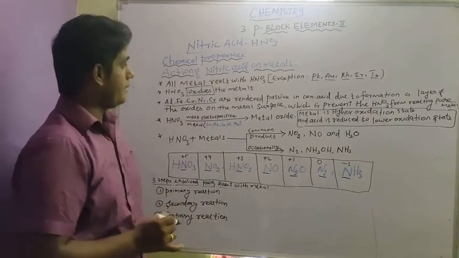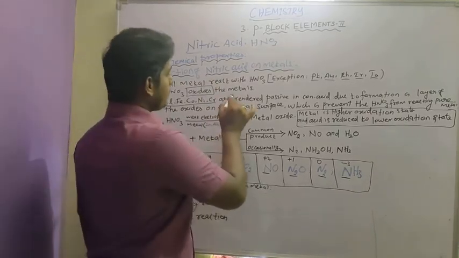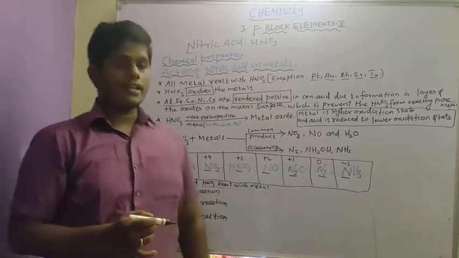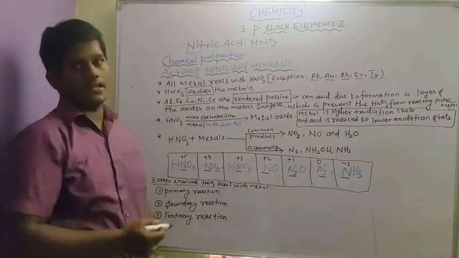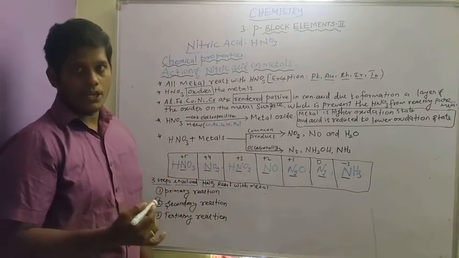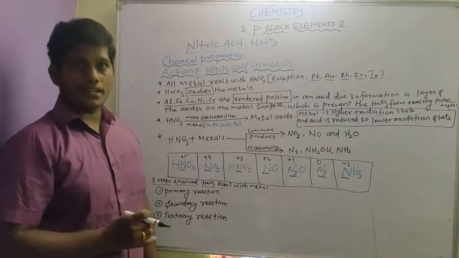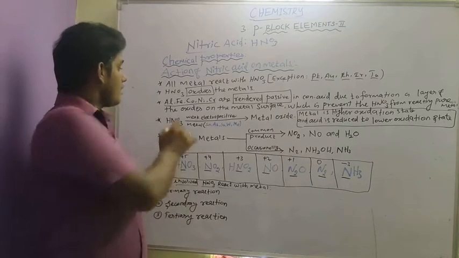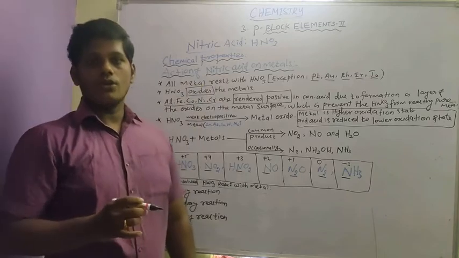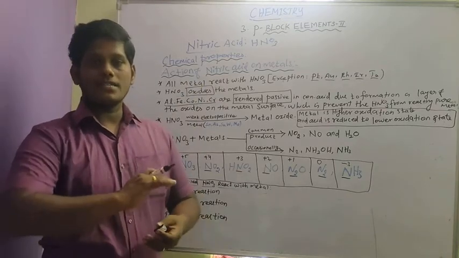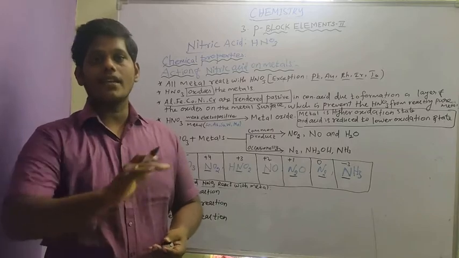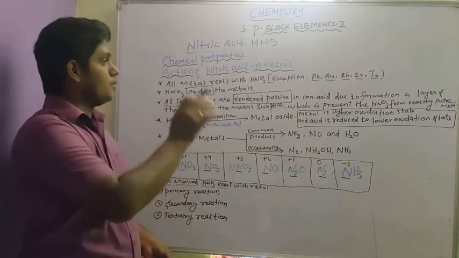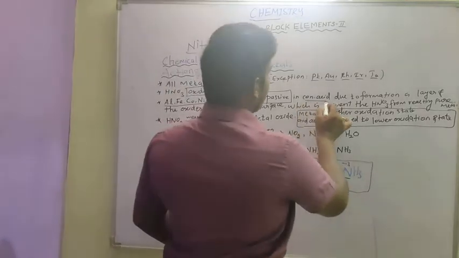That means these d block elements are rendered passive in concentrated nitric acid. That means elements like chromium, aluminium, cobalt, nickel do not react with concentrated nitric acid, or do not give any product with concentrated nitric acid, because a layer forms on the metal surface, an oxide layer. This oxide layer is protective for the metal, so it does not react with concentrated nitric acid.